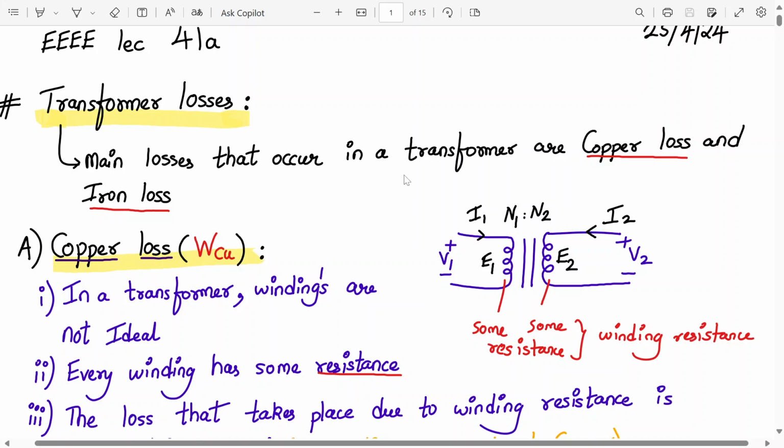So in a practical transformer, we have something called transformer losses. So write down the heading, transformer losses. The two primary losses occurring in a practical transformer are copper loss and iron loss.